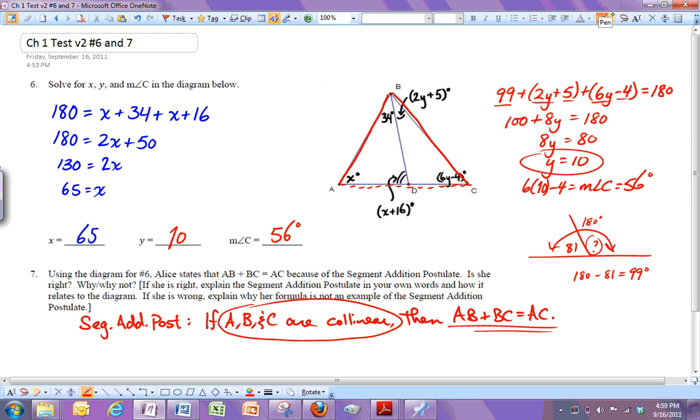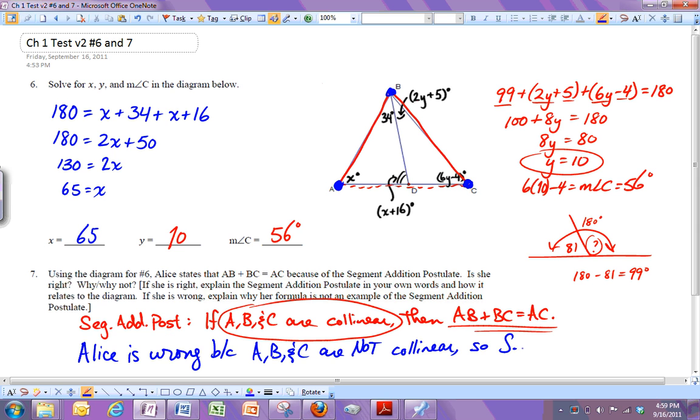Well, look at the picture. Here's A, here's B, here's C. Those three aren't in a straight line. They're on different lines. So what you would say is Alice is wrong because A, B, and C are not collinear. So the segment addition postulate can't be used. That's just my abbreviation for it, by the way.